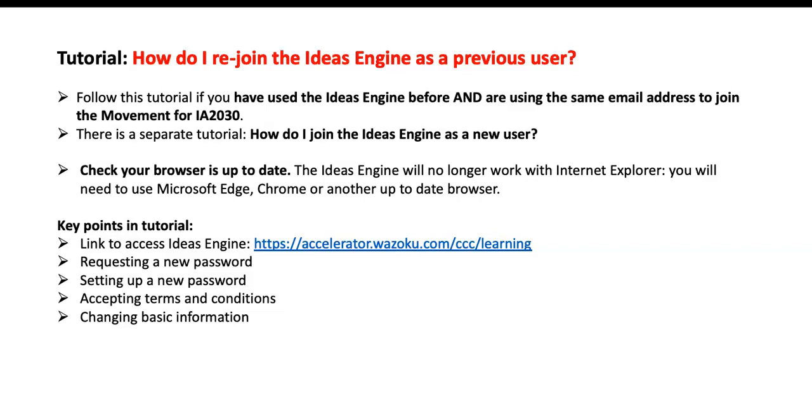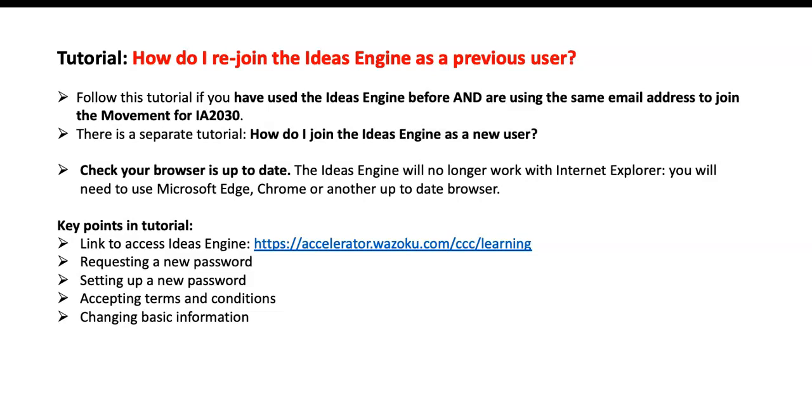Hey, this is Ian here, and in this tutorial I'm going to show you how to rejoin the Ideas Engine. That means that you used the Ideas Engine as part of the COVID-19 Peer Hub, that you are using the same email address that you used as part of the COVID-19 Peer Hub, and you're using that for the movement for IA 2030. And finally, that you have lost or forgotten the password that you used in 2020 for the COVID-19 Peer Hub. If you still have the password, you can follow the link below and you can log in as before. If you're using a different email address, we will invite you normally.